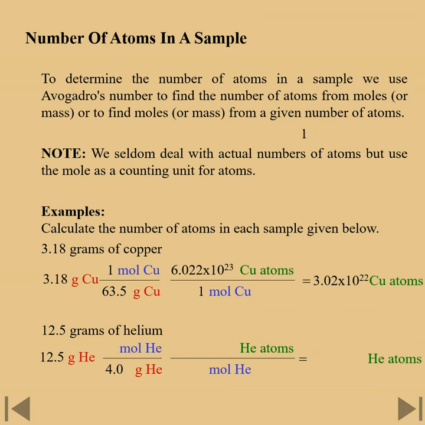From the periodic table, I get 4.0, I should have used a third significant figure there, 4.00 grams per each mole. And then Avogadro's number of helium atoms per each mole, or 1.88 times 10 to the 24 helium atoms.